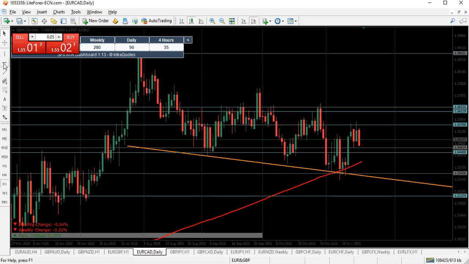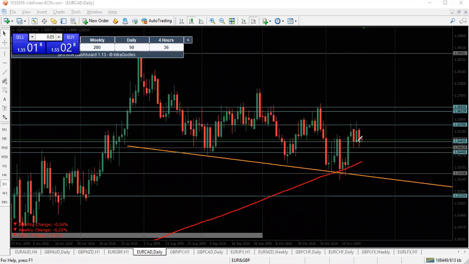I then saw a rejection of this structure here. As you can see, price has currently rejected this area, rejected this resistance, came in, rejected the support, and now we are closed back into support. All right, so what do we expect to do as traders?